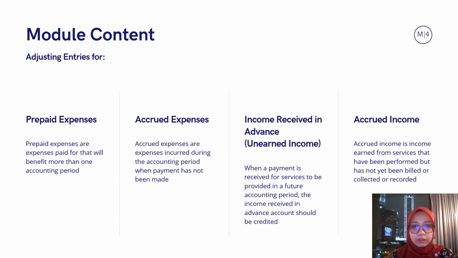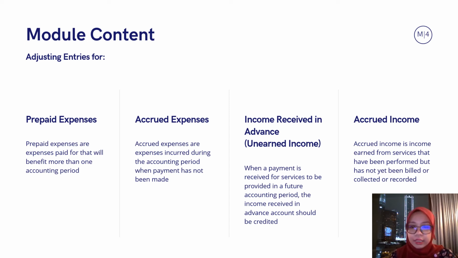In this chapter, we will look at the adjusting entries for these four items. First is prepaid expenses. Prepaid expenses are expenses paid for that will benefit more than one accounting period, meaning we paid our expenses in advance, maybe for three or four months, and we have to record that. Then we have to do adjusting entries for accrued expenses, our expenses incurred during the accounting period, but the payment has not been made.